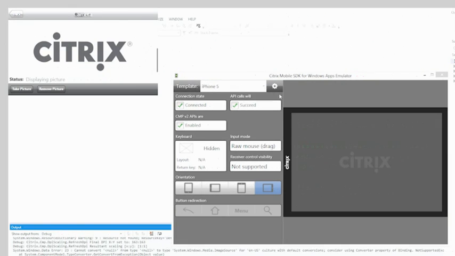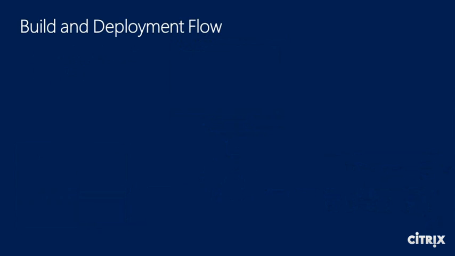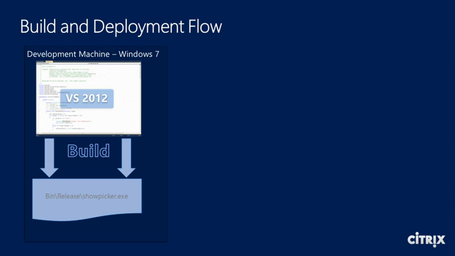With that, I'm going to keep moving on, just being mindful of time. It's a typical development phase here. You're developing the application using the standard Windows tools, Visual Studio. You test that application and debug it in the emulator. Once you're satisfied that everything is working properly in that mode, you move on to the build and deployment flow. So again, in Visual Studio, you do a typical build. In this case, we're illustrating a single .exe file.